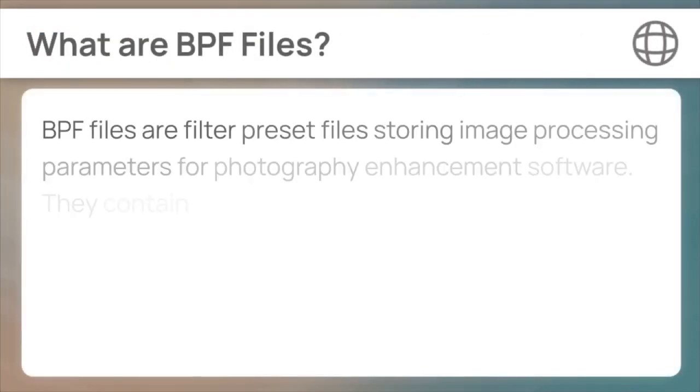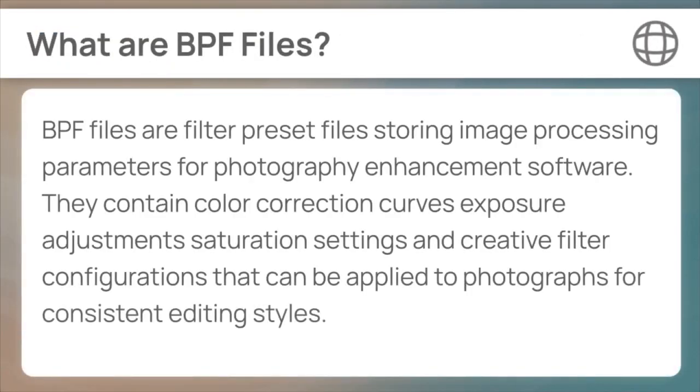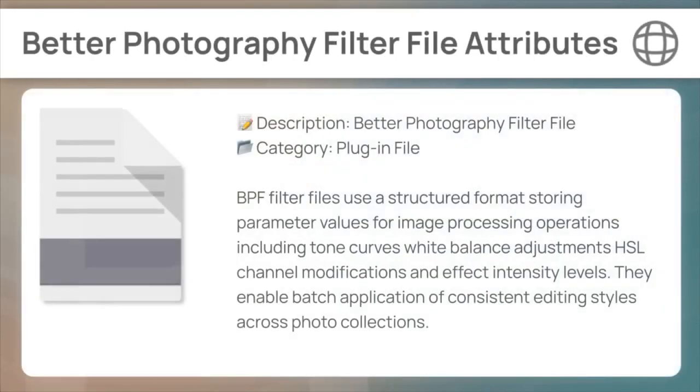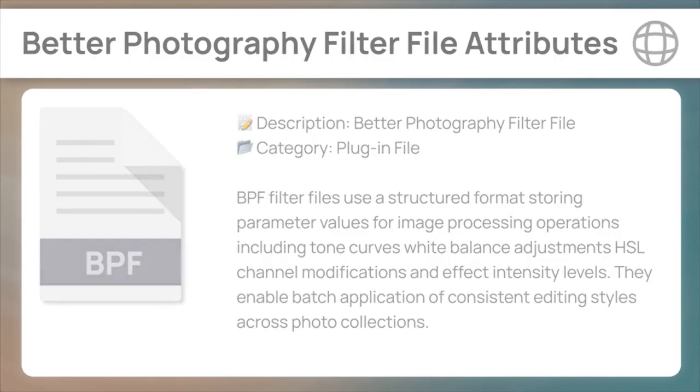BPF files are filter preset files, storing image processing parameters for photography enhancement software. They contain color correction curves, exposure adjustments, saturation settings, and creative filter configurations that can be applied to photographs for consistent editing styles. BPF filter files use a structured format storing parameter values for image processing operations, including tone curves, white balance adjustments, HSL channel modifications, and effect intensity levels.